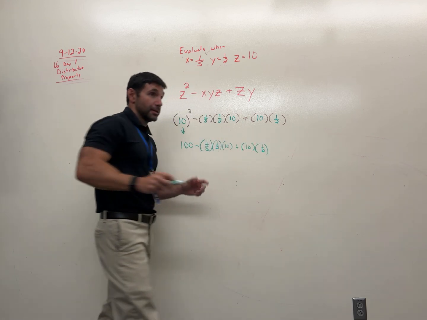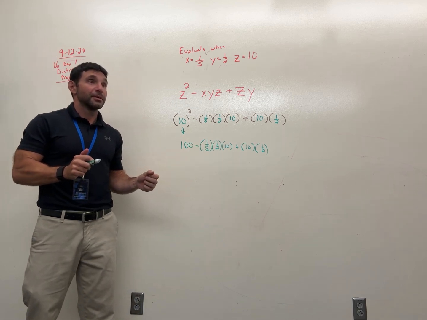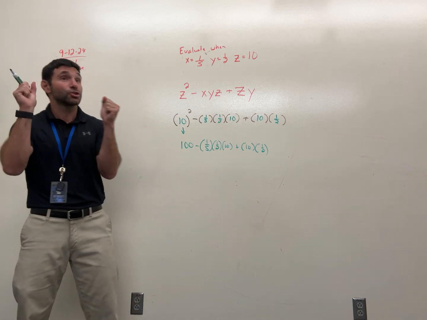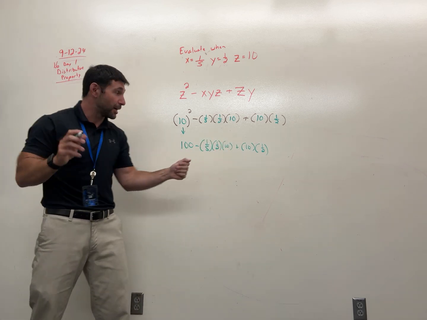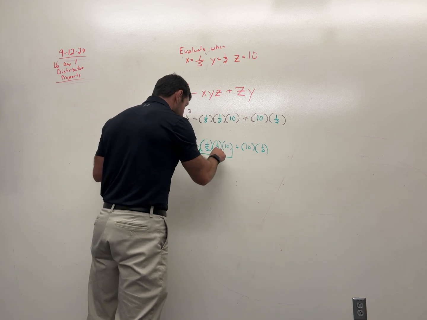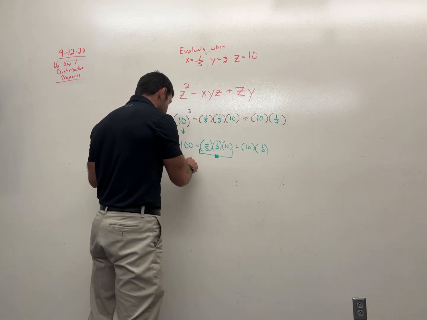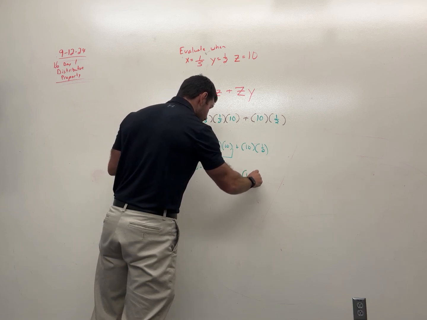Now, Isabella, what does it mean when I have a parenthesis next to a parenthesis? Multiply. Anytime that we have something smack dab up against the parenthesis, it means multiply. So get your calculators. I'm taking all of this and I'm multiplying it. So that means I didn't touch the minus and I didn't touch this over here.